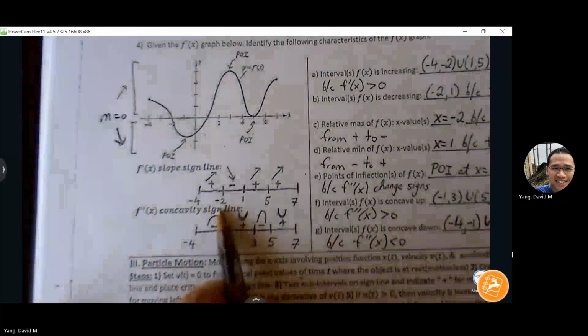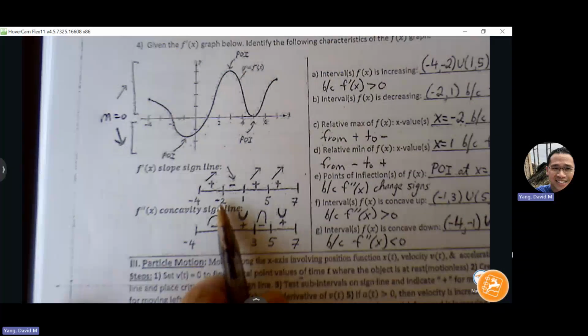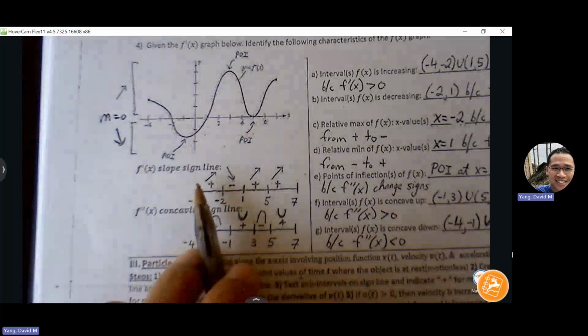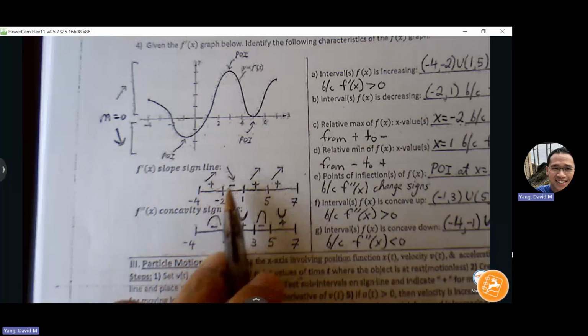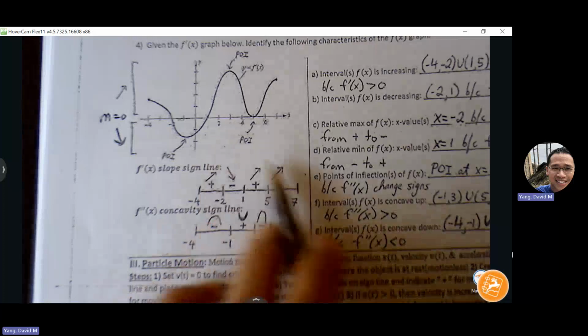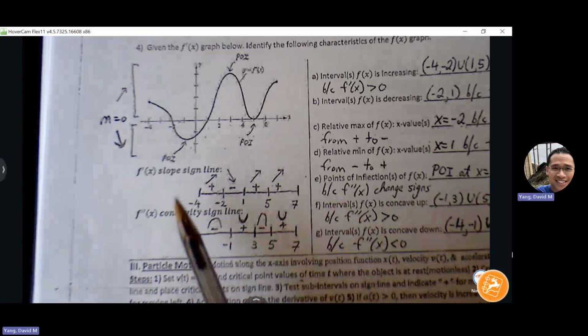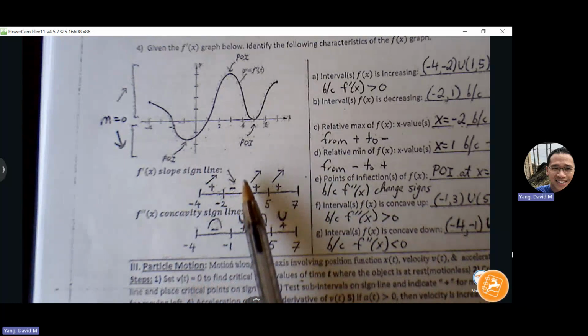So we create a slope sign line by finding our x-intercepts, so negative 2, 1, and 5. And then we look to see whether our f prime is above or below the x-axis. Above means positive slope, below means negative slope. And now we can get a picture as to what the actual shape of the graph will look like. The graph is going to rise, fall, rise, and rise again.